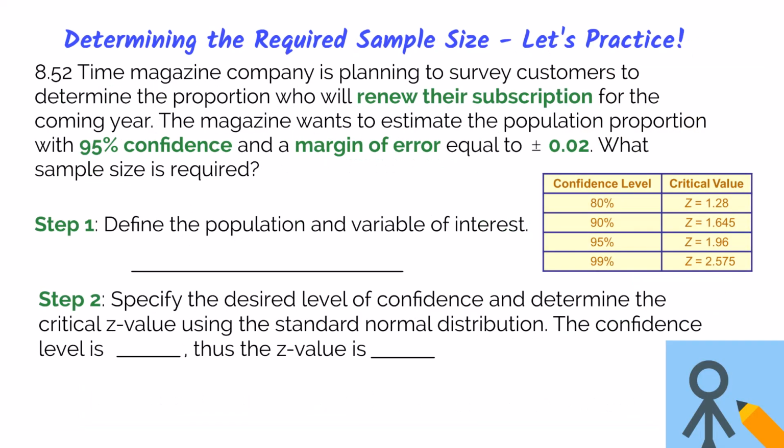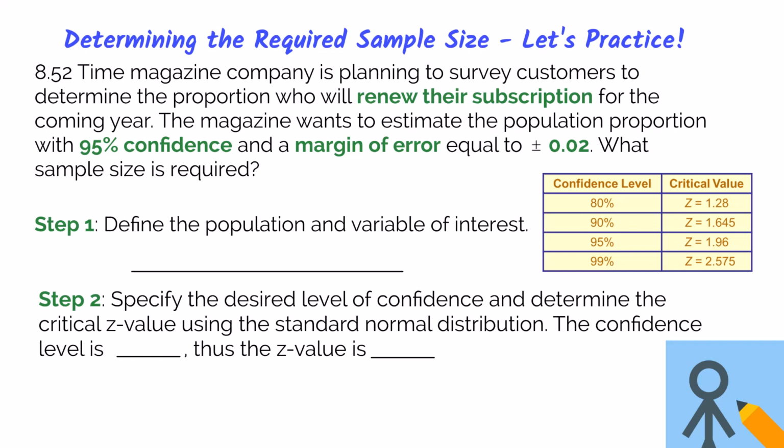Let's go ahead and do practice problem 8.52 from the textbook. Time Magazine Company is planning to survey customers to determine the proportion who will renew their subscription for the coming year. The magazine wants to estimate the population proportion with 95% confidence with a margin of error equal to plus or minus 0.02. What is the sample size required?